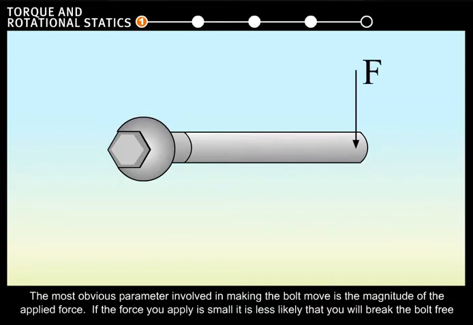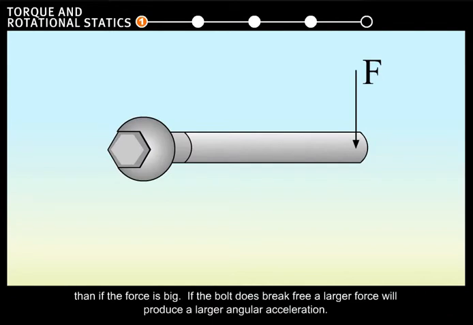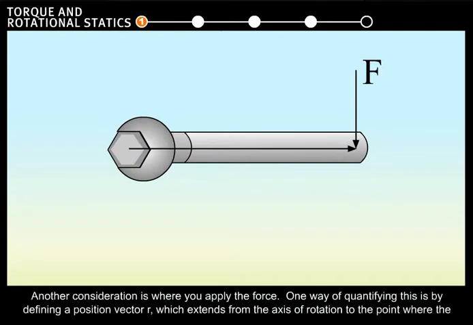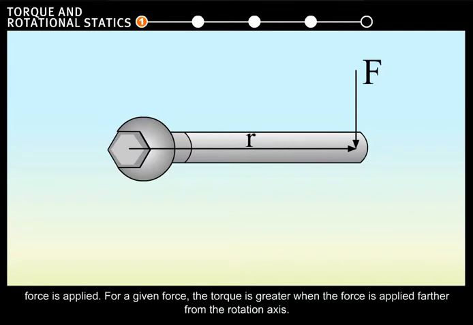If the force you apply is small, it is less likely that you will break the bolt free than if the force is big. If the bolt does break free, a larger force will produce a larger angular acceleration. Another consideration is where you apply the force. One way of quantifying this is by defining a position vector r, which extends from the axis of rotation to the point where the force is applied.